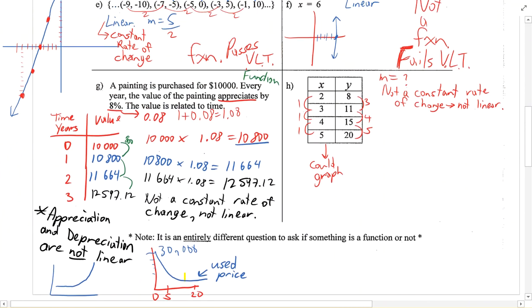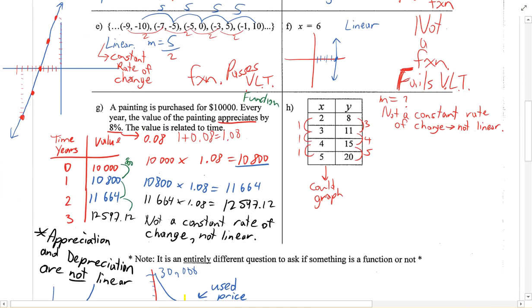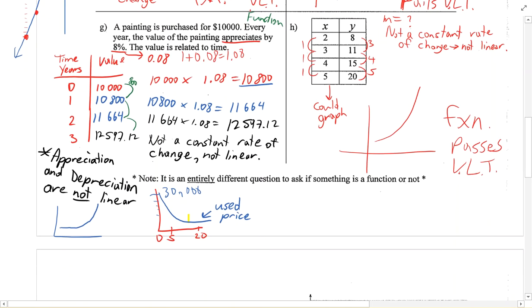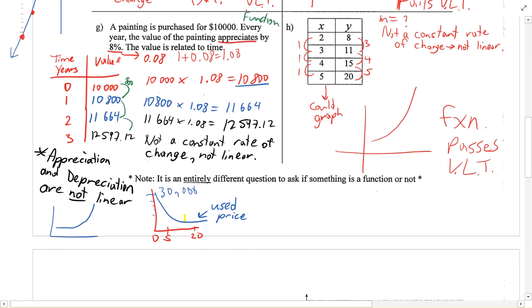Okay. Oh, the last one here, if you graphed it, what you'd see is this. You would see it going up like that. Is that a function? Yeah, it's not linear, but it is a function because it passes the VLT, the vertical line test. Okay. All right, there we go. Next one.